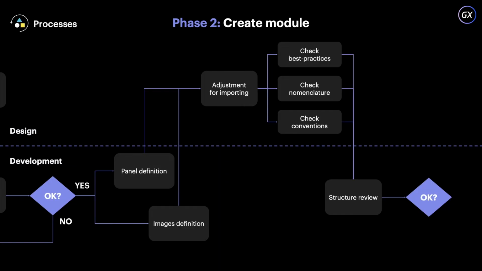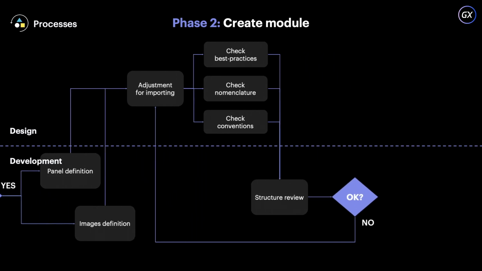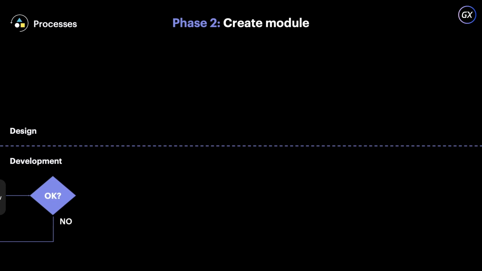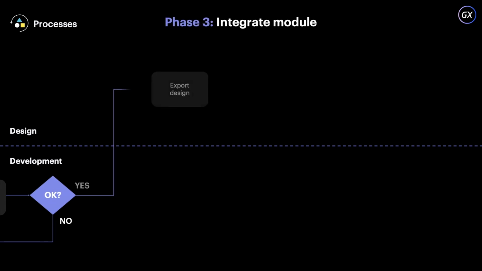In case we're still not satisfied with the design, then we go back and ask the designer to make all the necessary adjustments to complete this cycle all over again. We meet several times until we have something that we feel satisfied with, and we move on to the last stage where we're going to integrate that module that we created. For that, we're going to ask the designer to export that design and send us that file so that we can import it into the GeneXus knowledge base.